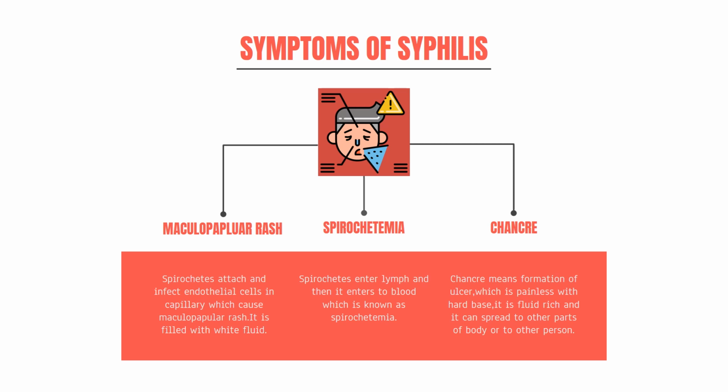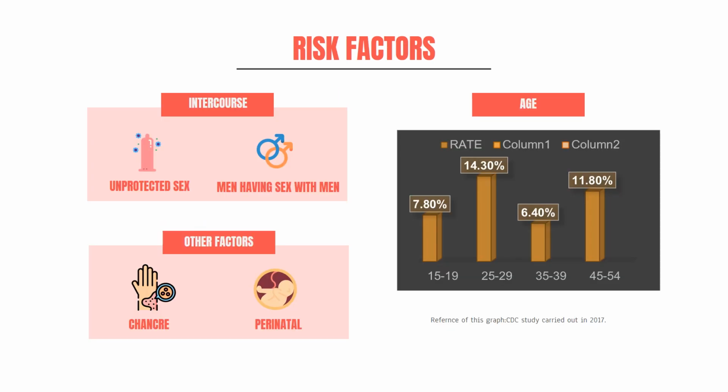Spirochetemia. Spirochetes enter the lymph and then enter the blood, which is known as spirochetemia. And chancre. A chancre is one type of ulcer that is formed by the infection of Treponema pallidum. It is fluid rich with a hard base, painless, and it can spread to other parts of the body or to another person.